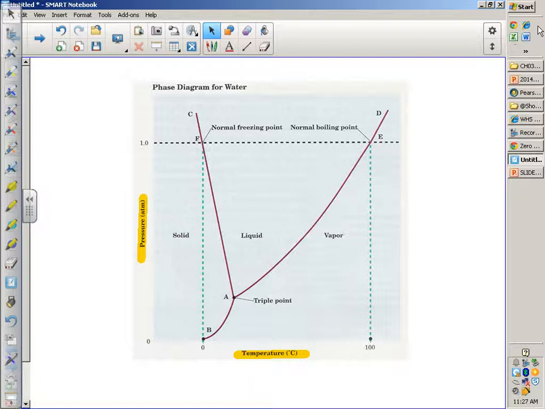All right, but the important part about this phase diagram is that phase changes depend on two factors, temperature and pressure.